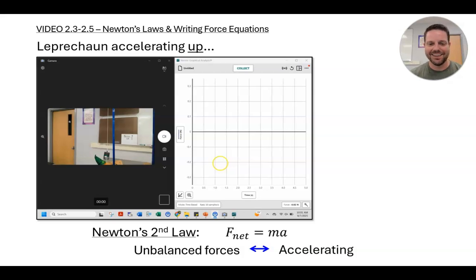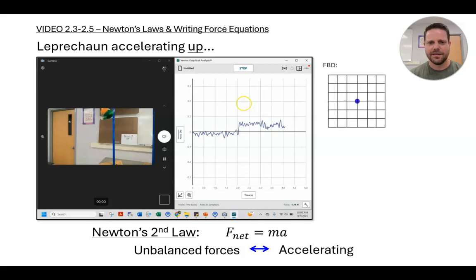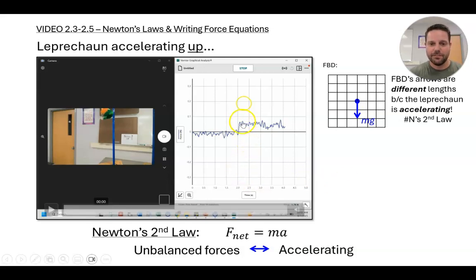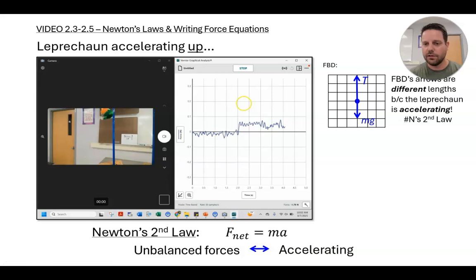Let's take a look back at our leprechaun one. If we hit collect again, it's going to be balanced when he's just sitting there, and then I let him accelerate up. You can see that the tension is bigger than gravity if he accelerates up. That makes sense, right? If we look at a force diagram, the arrows have to be different lengths because it's accelerating. Gravity is 2 boxes, so I can make tension 3 boxes, since it's larger than when they were balanced.